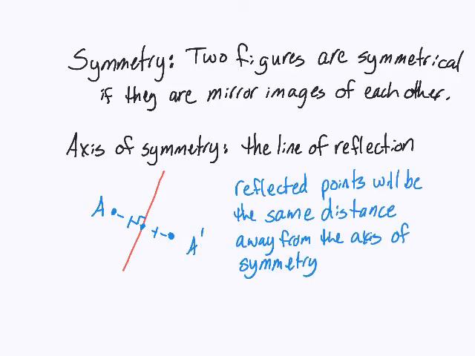All right, and then the segment AA prime is going to be perpendicular to the line of symmetry. So I can say AA prime is going to be perpendicular. If I label that line L, it's going to be perpendicular to line L.